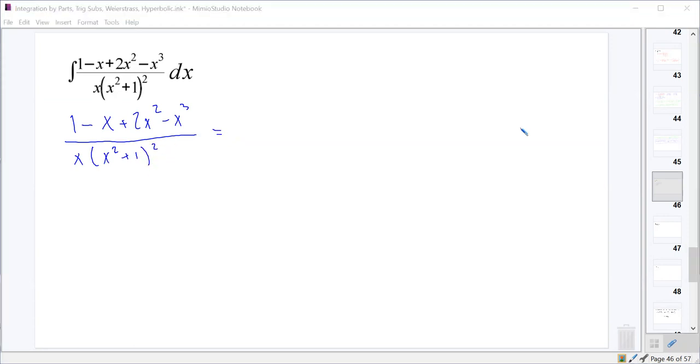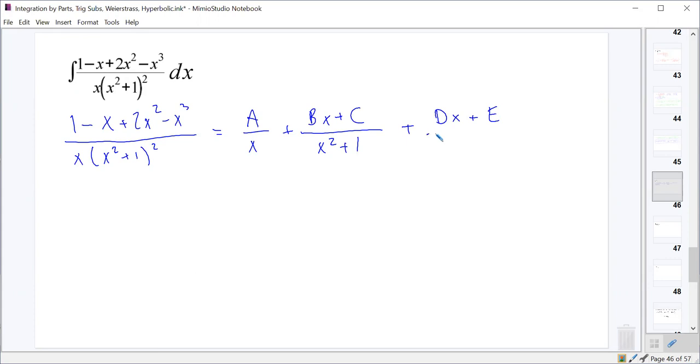And so this time, this one's a little different because we've got a linear factor, which means that's just going to get a constant, A over x. But instead of having a singular irreducible quadratic factor, we've got a repeated irreducible quadratic factor. And so just like we did when we had the repeated linear factors, we've got to put a term in there for both of them. So this ought to become plus (Bx plus C) over just the factor, and then plus (Dx plus E) over the factor squared.